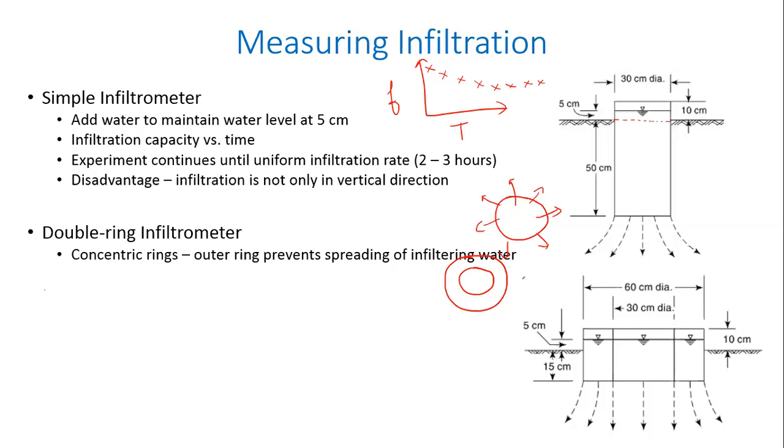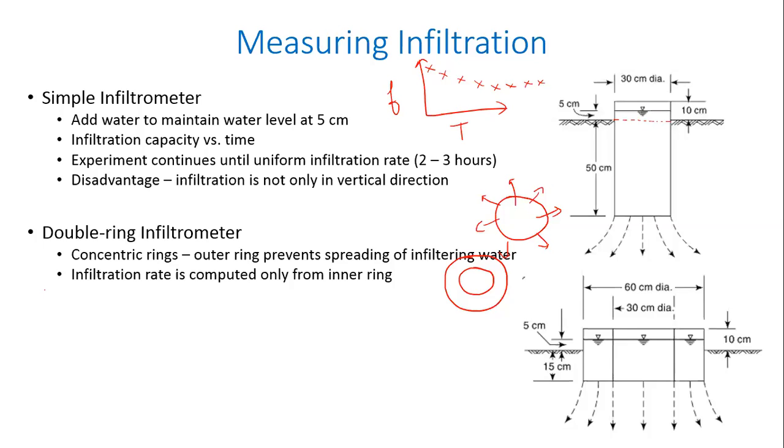So I have these two concentric rings. The outer ring prevents the spreading of the infiltrating water, right? I mean, the outer ring is preventing the water that is poured into the inner ring from spreading. Okay, so then therefore you compute the infiltration rate only from the inner ring, right? You maintain the level in the inner ring and the outer ring at 5 centimeters, but you only compute the infiltration rate from the inner ring, the volume that you add to the inner ring. Okay, so it's a very simple procedure.